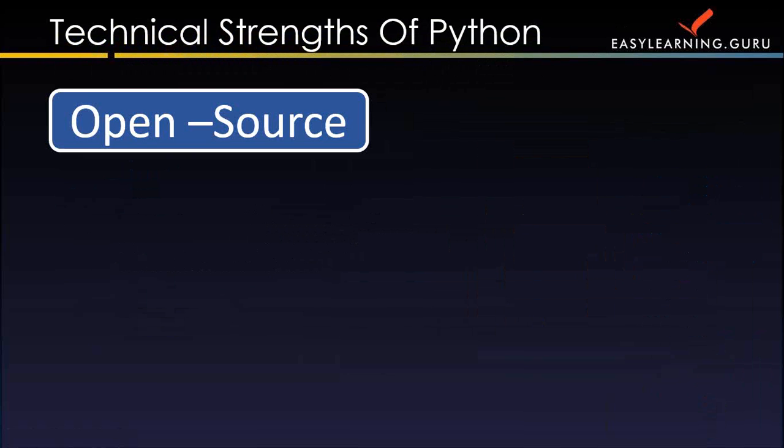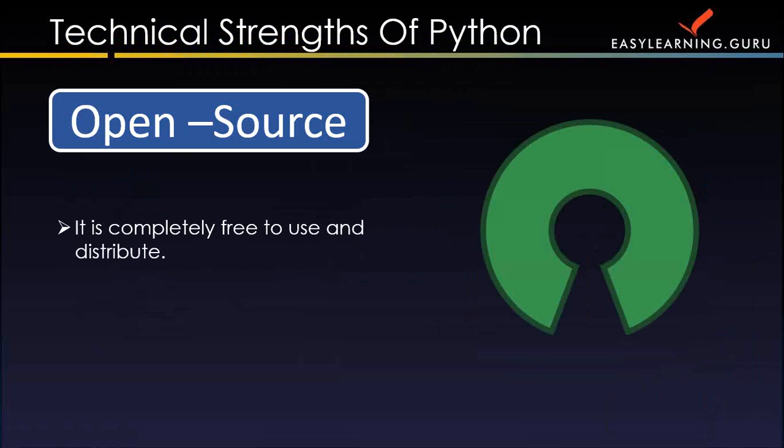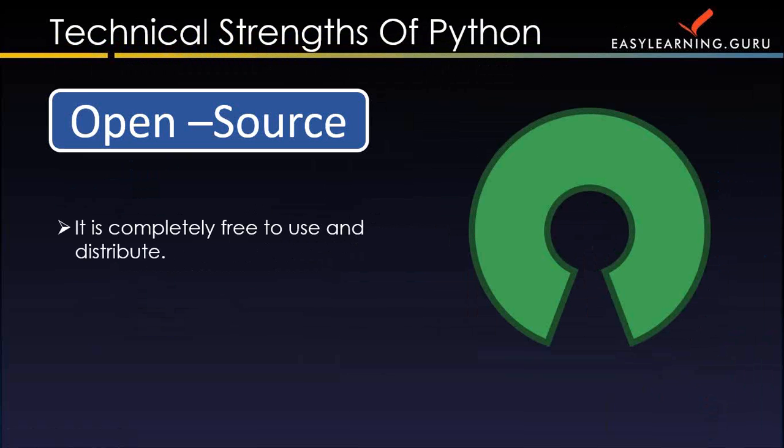Moving ahead, next one is open source. Now talking about open source, Python is completely free to use and distribute. Python is developed under an OSI approved open source license, making it freely usable and distributable even for commercial use. OSI is nothing new but an Open Source Initiative. What the people do is that they allow the software to be freely used, modified and shared. In simple terms, this is a kind of license agreement between the Python Software Foundation and an individual or organization whosoever is accessing that software.